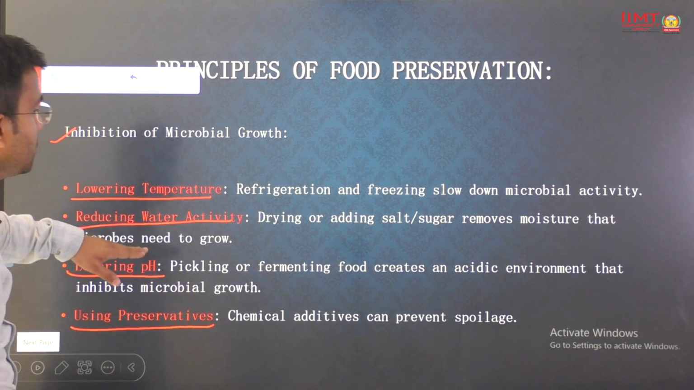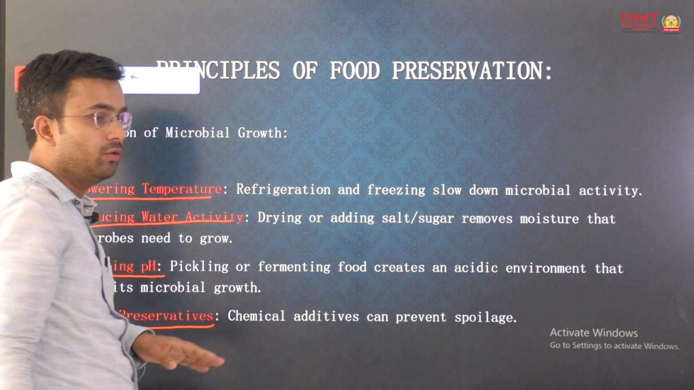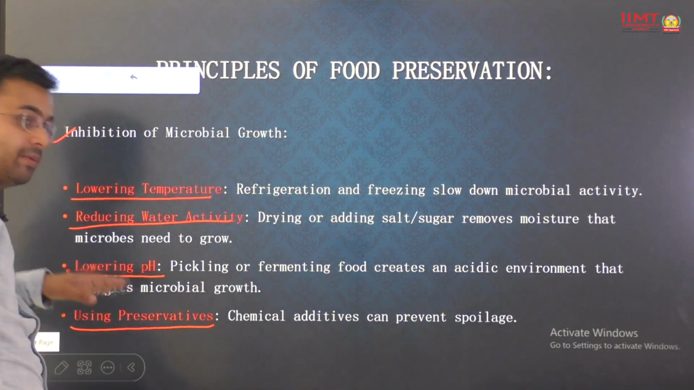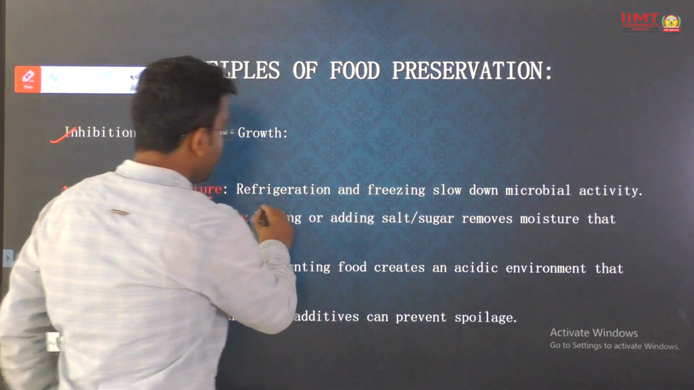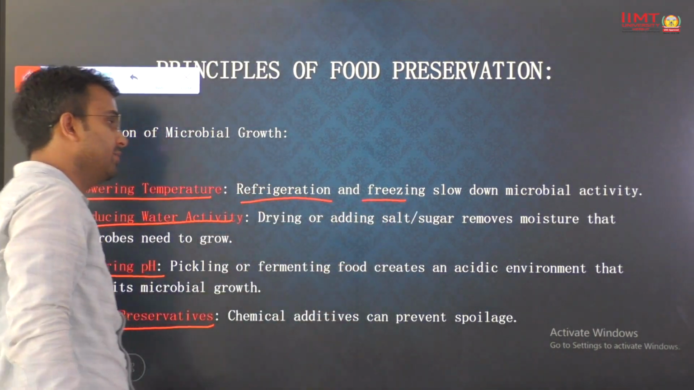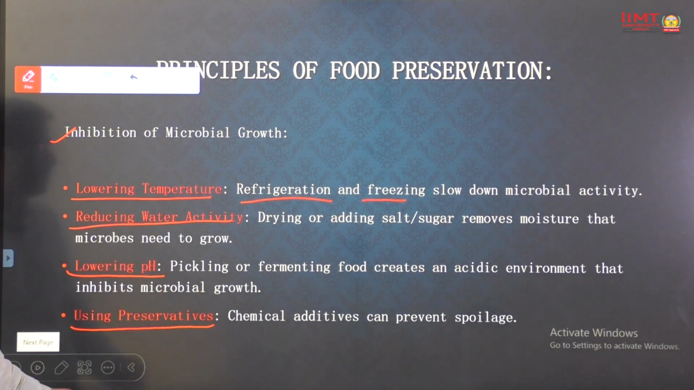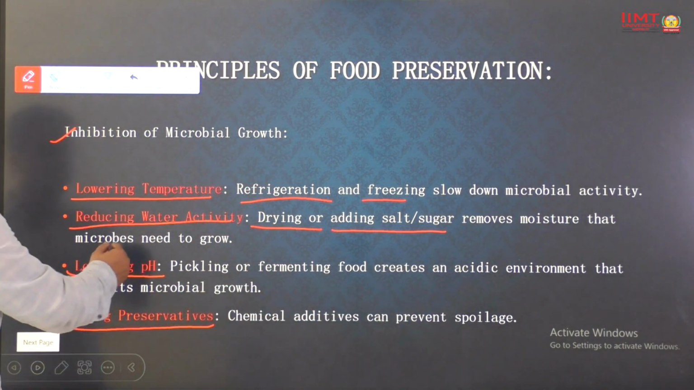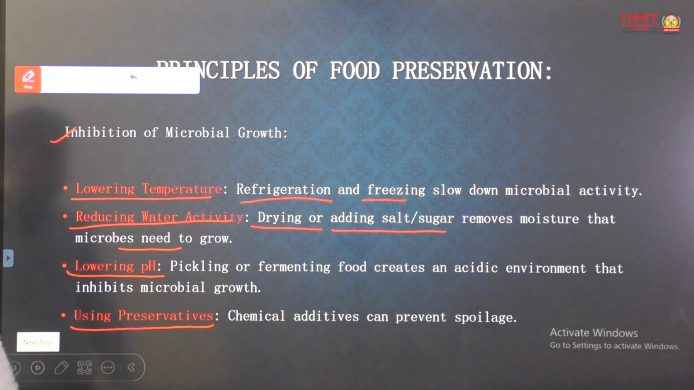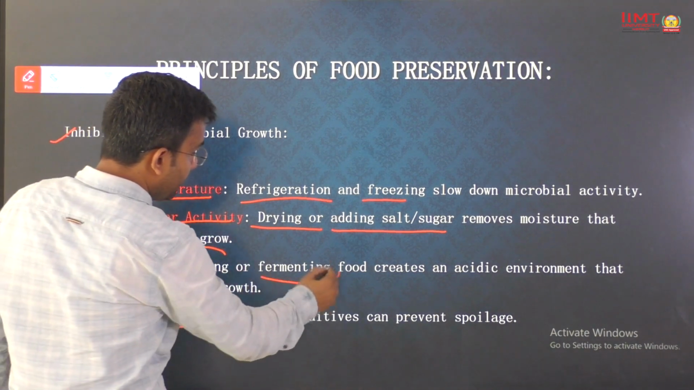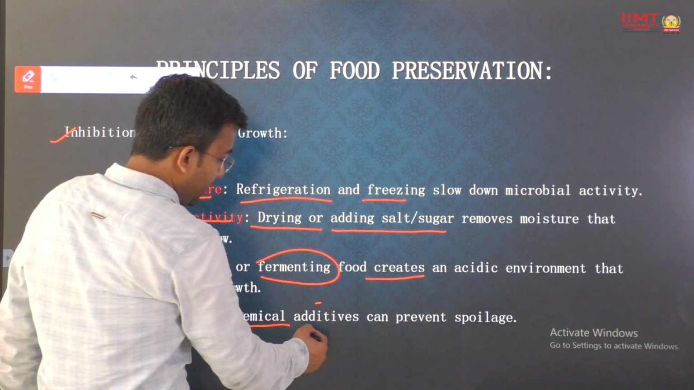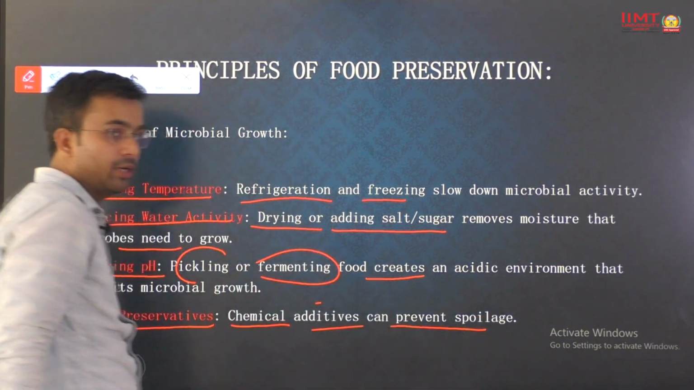Means if we control the temperature or give adequate and suitable conditions for the food products like refrigeration and freezing, it slows down the microbial activity. In reducing water activity, we dry the food items or add sugar, salt, removing the moisture that microbes need to grow. In lowering pH, pickling and fermenting food create an acidic environment that inhibits microbial growth. And in using preservatives, chemical or natural additives can prevent the spoilage.